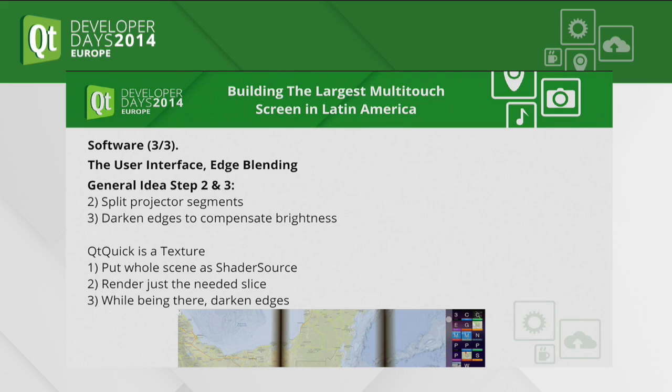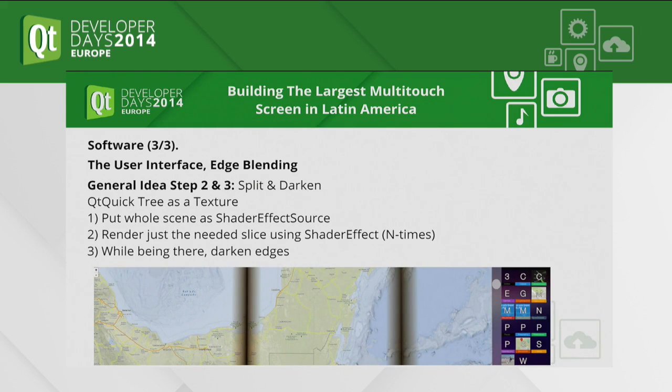You can darken the edges, or you can put a smart control to know how much to darken, because you cannot overlap your projectors perfectly, and also they are not perfect, so their brightness is different, and even color. Another thing is color matching. But we didn't tackle color matching, as we got quite decent projectors that didn't need this. So this is the same slide. You just render using shader effects several times, and use the same shader effect source.